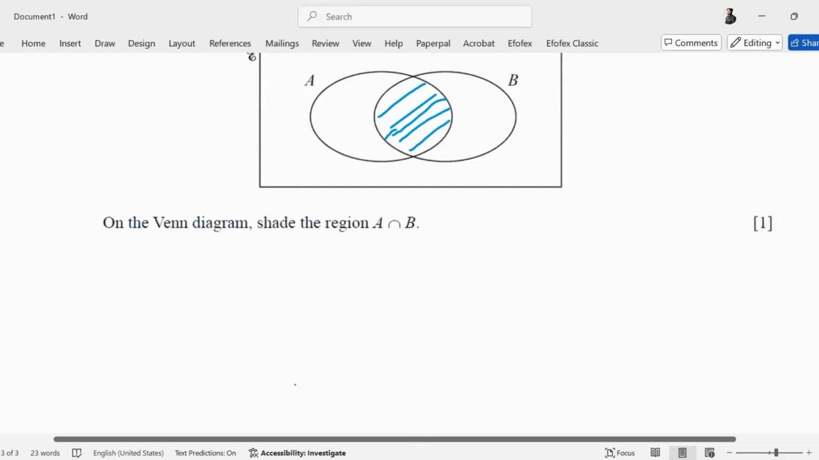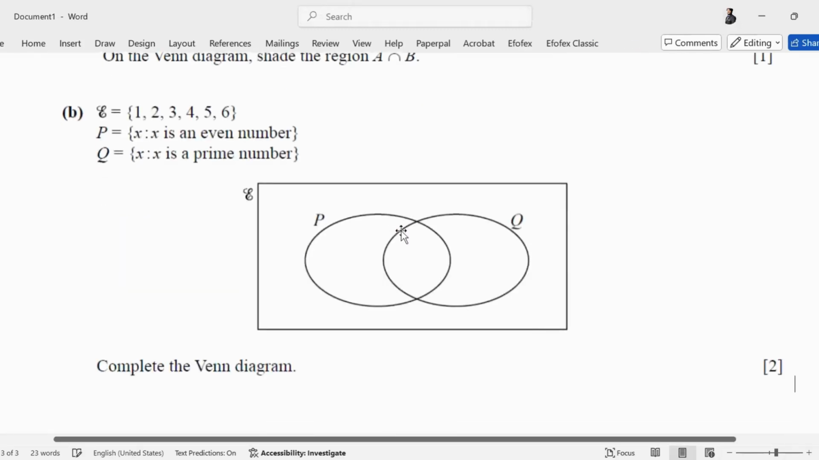In the next part, they have told us a few things about the universal set, which contains 1, 2, 3, 4, 5, 6. These are the six numbers that I need to fit in. X is an even number. P is telling me that it is a set where even numbers are there. Q is a set of prime numbers.